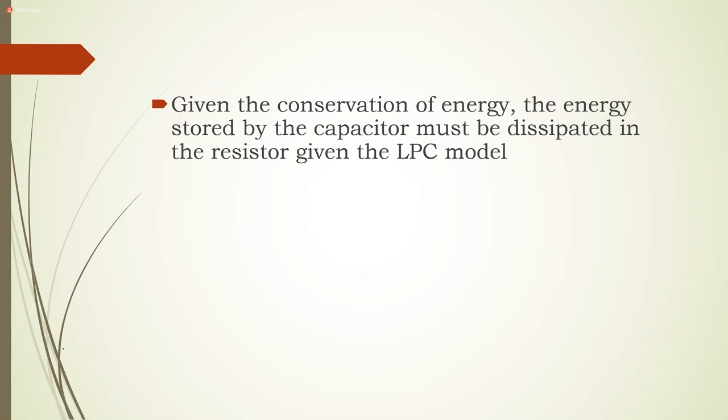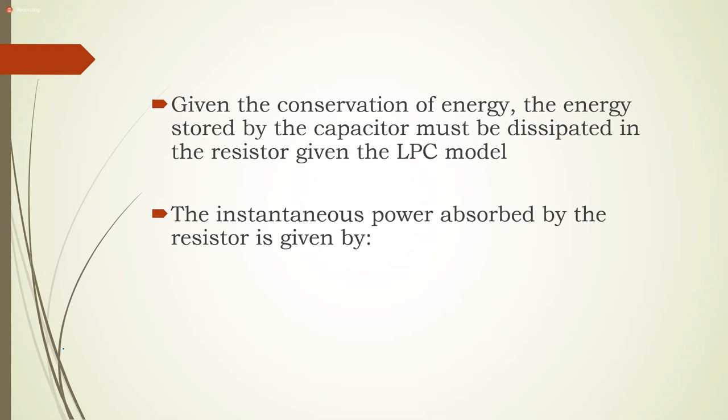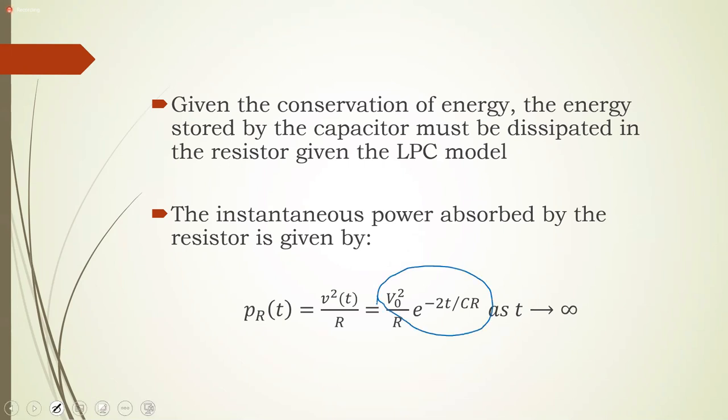Right? Now, the instantaneous power absorbed by the resistor. So we start with power. Right? The power is equal to V squared over R. As T tends towards infinity, and all we are doing here is substituting for V, because it's V squared over R. We know that VR was equal to VC. I've already established that.